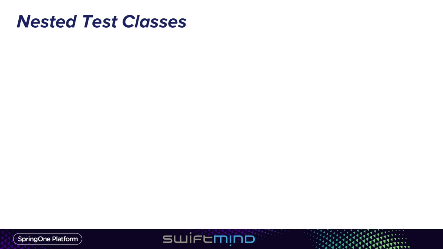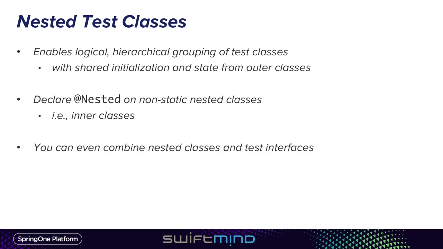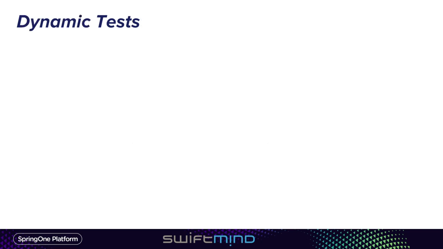Nested test classes, something you may have needed before or looked for, are now supported in JUnit 5, and enable logical hierarchical grouping of your test classes with shared initialization and state. So it's not just like having static nested classes, these are actual inner classes. Basically just declare @Nested on such an inner class, and you can even combine these nested classes and testing traits or test interfaces. For an example of that, I recommend you check out the testing a stack example in the user guide to see that in action.